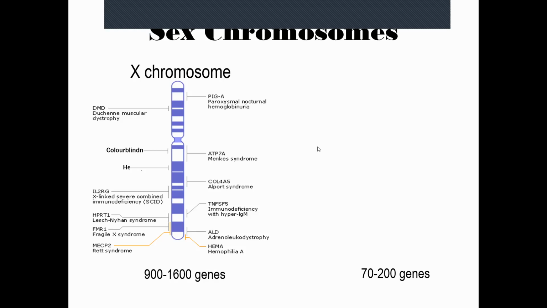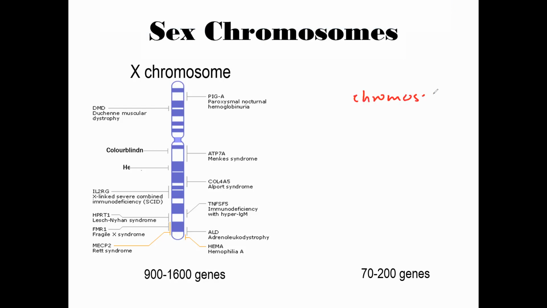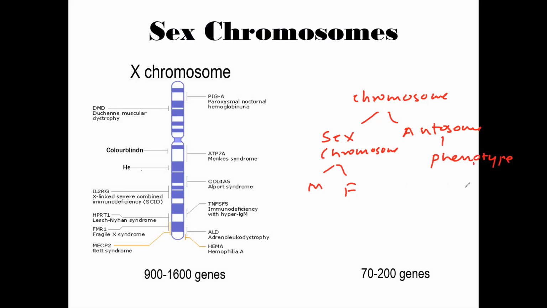All chromosomes are divided into two categories. One category is the sex chromosome, which decides the sex, male or female. The other category is the autosome, which decides all phenotypes except the sex. सेक्स सोडून बाकी सर्व फिनोटाइप जो आहे तो डिसाइड करतो, त्याला आपण ऑटोझोम म्हणतो.